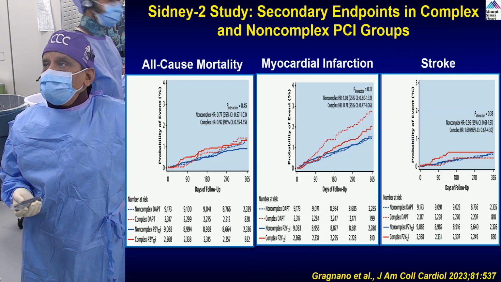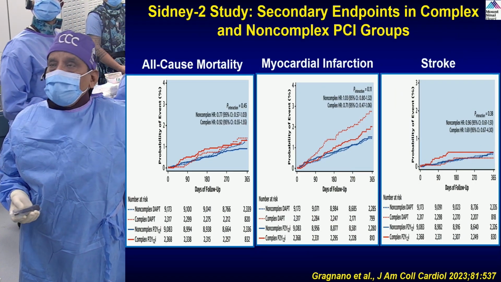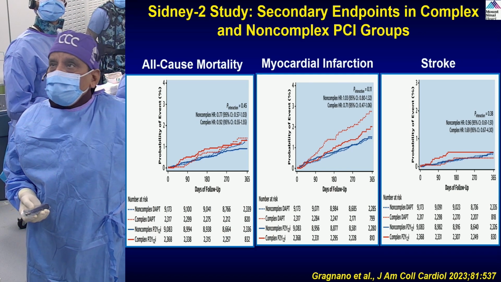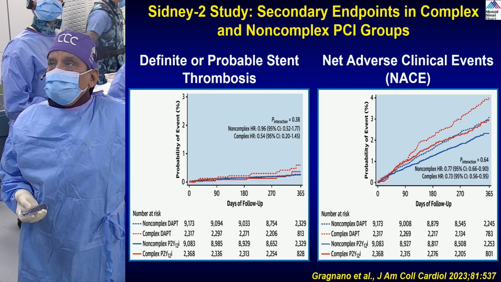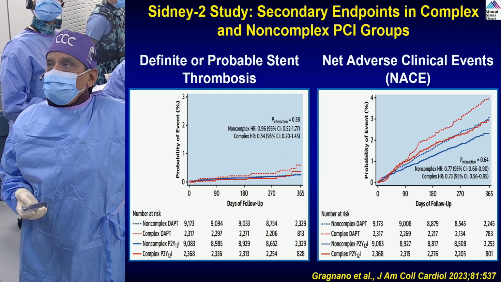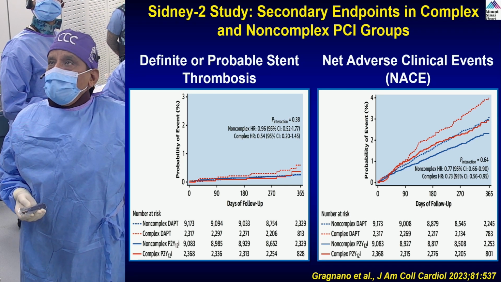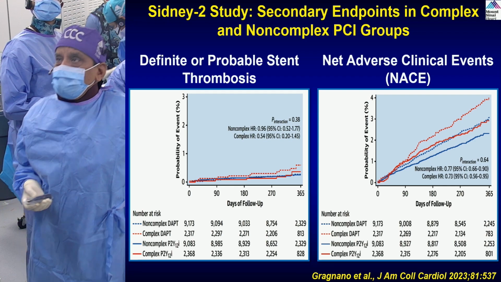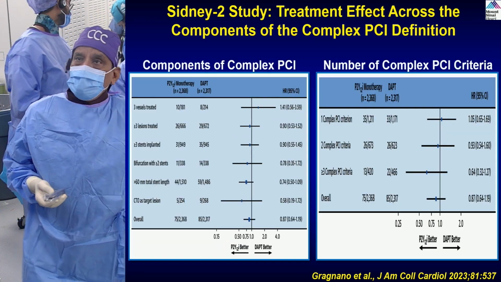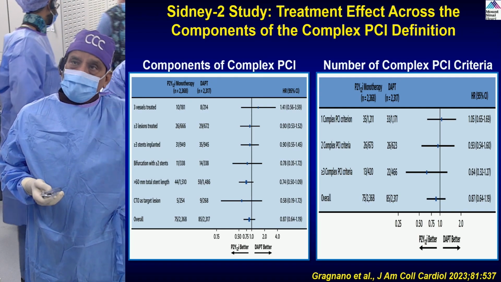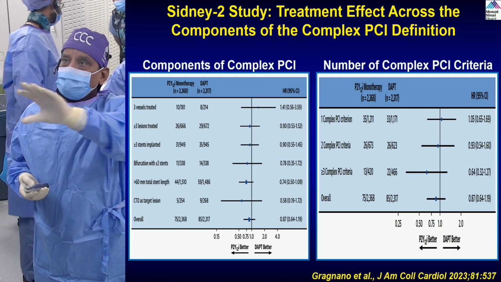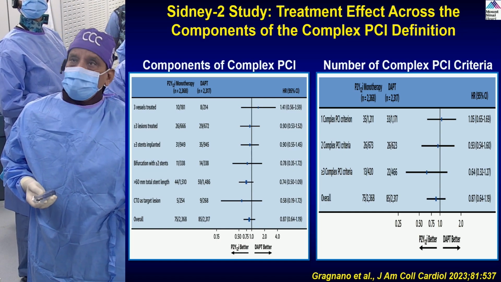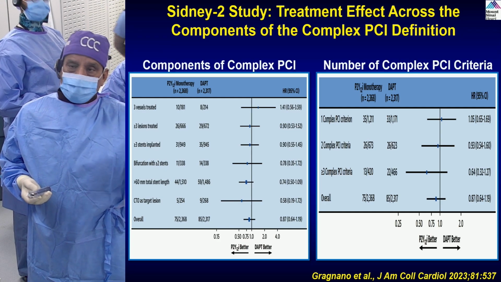But what was different was the bleeding endpoint. Bleeding was significantly lower in the single therapy group. All-cause mortality and myocardial infarction were a little better, stroke no difference, and stent thrombosis also no different, with overall net adverse clinical events better with a single therapy irrespective of the complex lesion. So whether it's an individual complex lesion, no difference, and whether 1, 2, or 3, no difference. So basically it tells you that after 1 to 3 months of antiplatelet therapy, you can stop it.